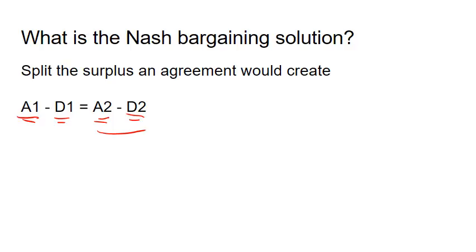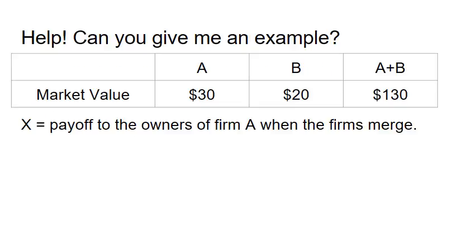Well, that sounds pretty vague. Well, help. Can you give me an example? Sure. Let's suppose we have two firms, A and B, that are considering a merger. As a standalone entity, A is worth 30 bucks, B is worth 20 bucks. The combination of it is worth $130. So clearly they can both gain by merging because the market value goes from a total of 50 up to 130.